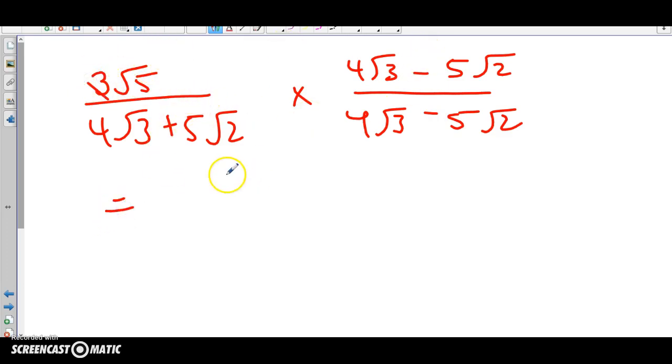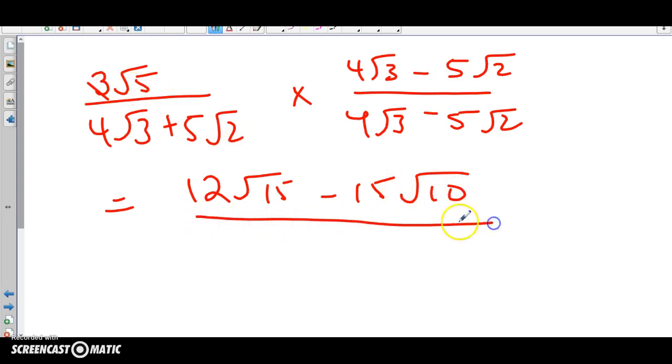This times this will get me 12 root 15. Okay. This times this will get me negative 15. Okay. And then under the radical sign is 10. And then that's all over, and I'm not going to FOIL this out. I know that the difference of squares will give me this squared, subtract this squared. So this squared is 16 times 3.